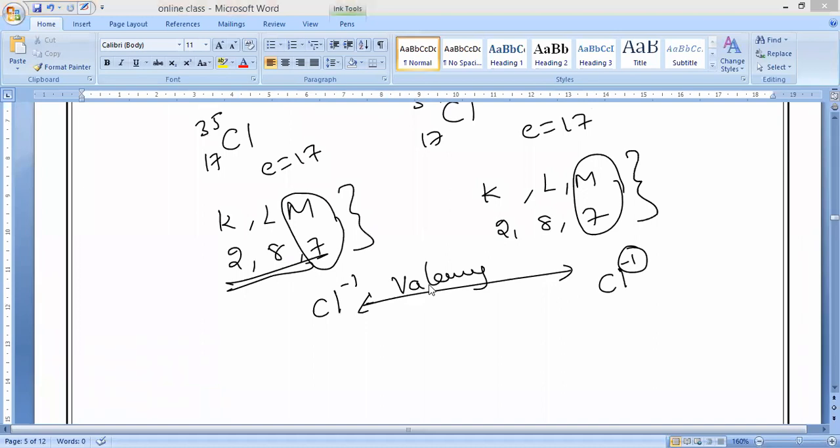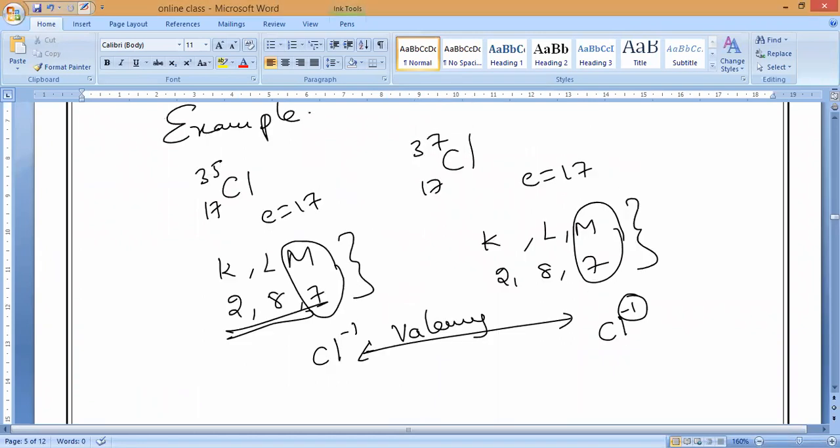Will you accept it, Maitreyan, Sai, everybody? So that is what we want to say. They might have different atomic mass or mass number, but they have the same number of electrons and electronic configuration. So the chemical properties are identical. Is it okay, guys? Everybody? Yes or no?